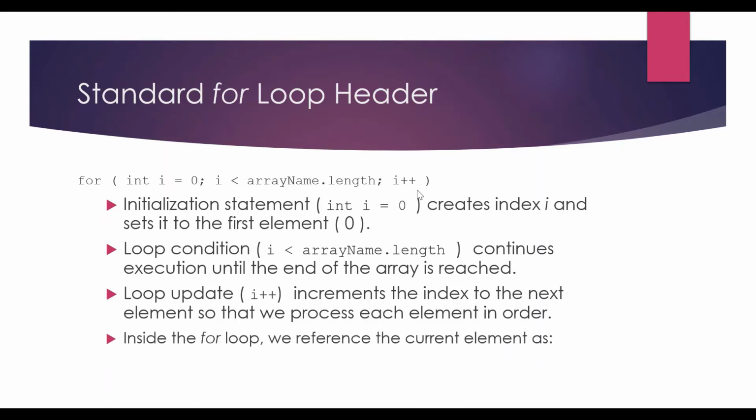Now inside the for loop, we will use a reference to that element using the index I. So our array name and in square brackets will have I. So we are accessing the array at location I. So we started with I equal to 0. So the first element will be at location 0. So array at location 0.